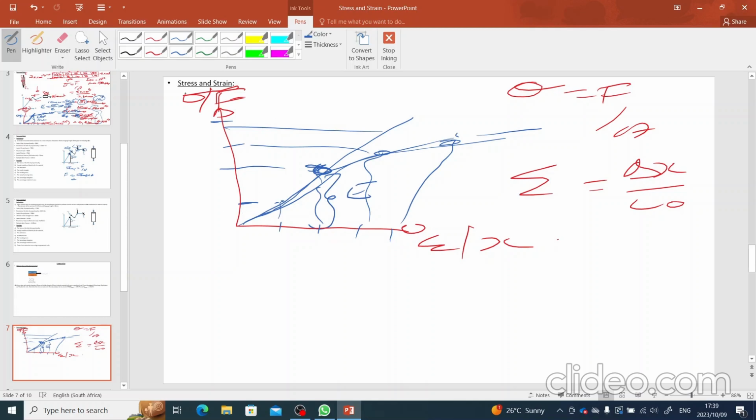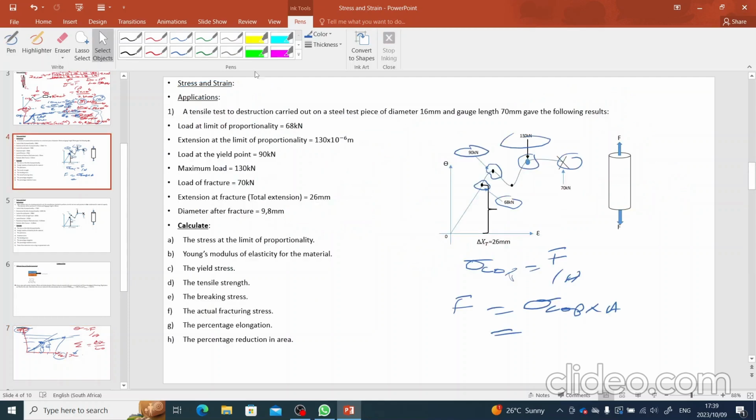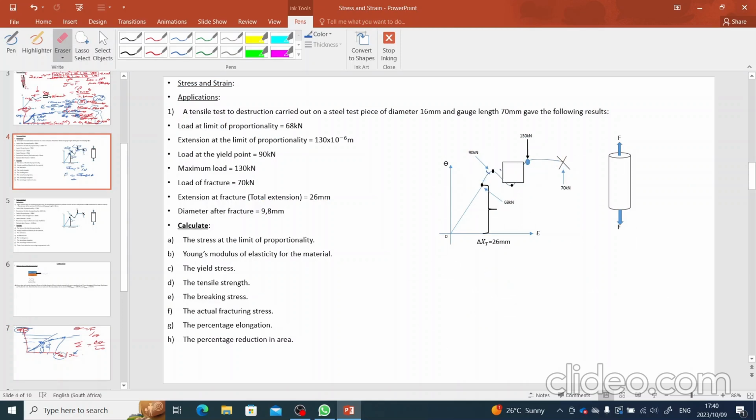Now, they can ask you to draw the stress and strain graph, or they can ask you to draw what? The force change graph. But the force change graph, you will obviously calculate it from the given stresses. I hope that makes sense. If it doesn't make sense, holler at me so as to explain even further. Now, let's look at this given example here.